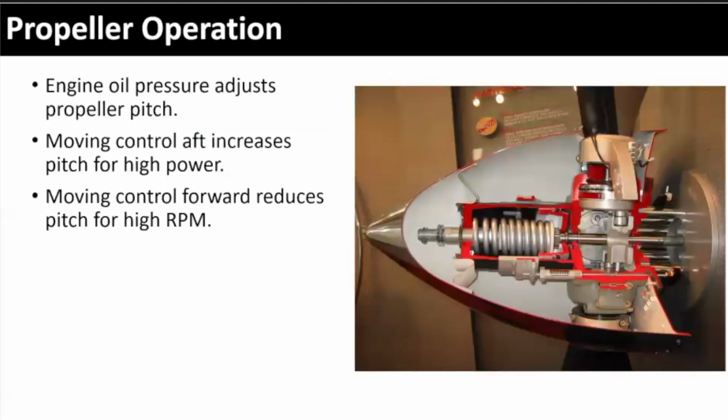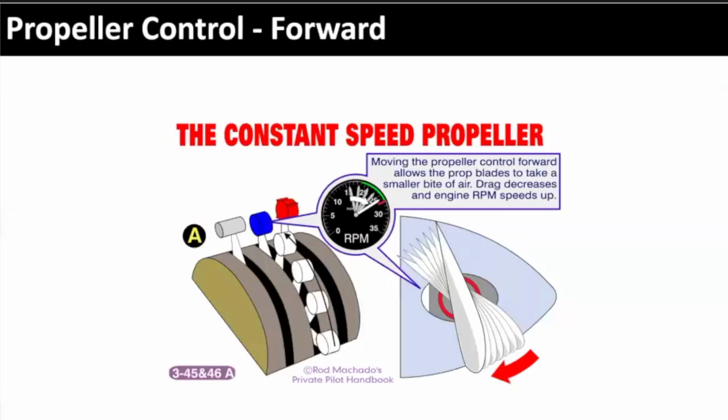All right, we talked about that. Okay, control forward reduces pitch, high RPMs. Constant speed propeller, there's like 20 slides with this picture on it. We're not going to get into this much.